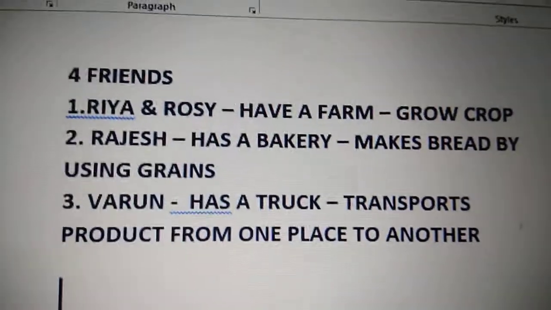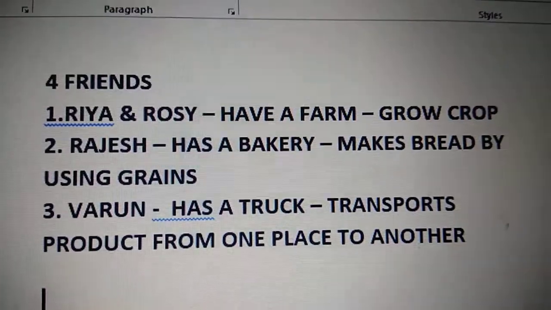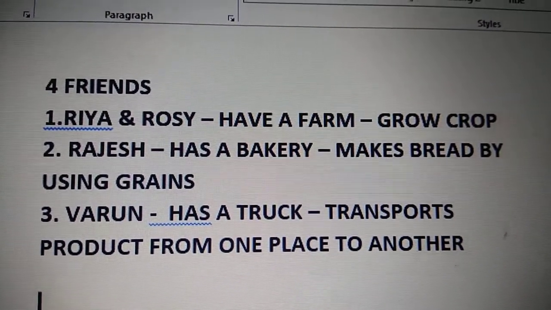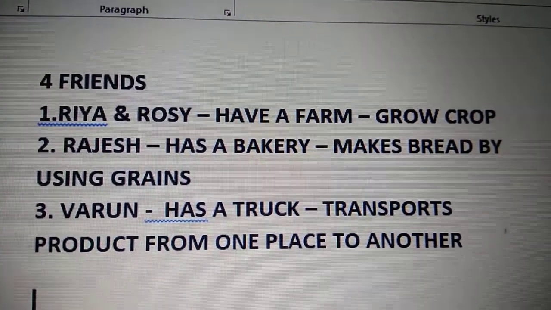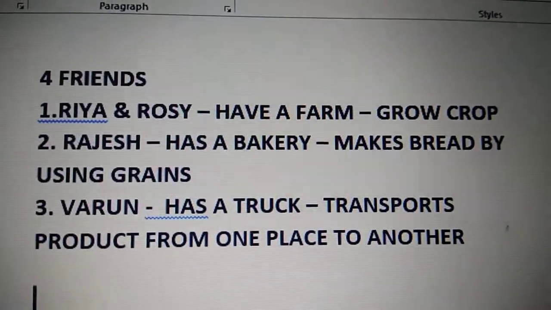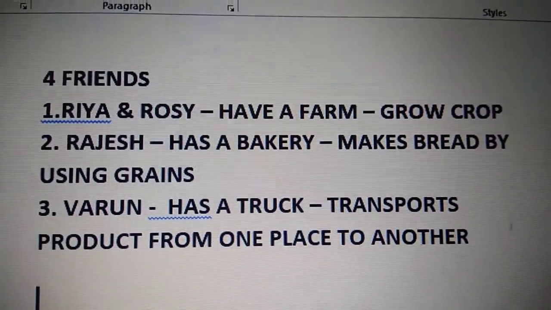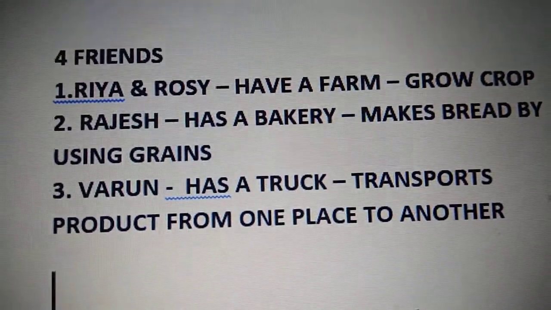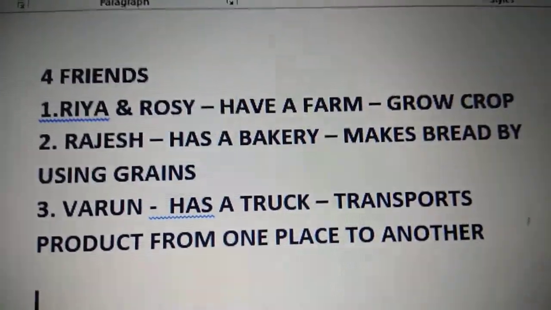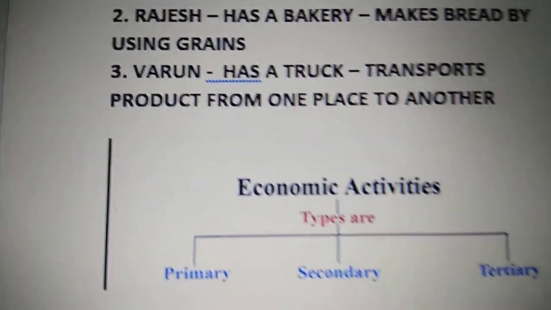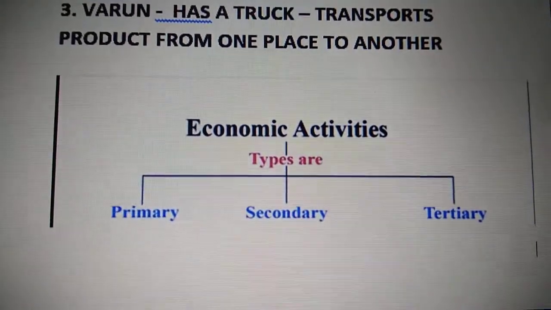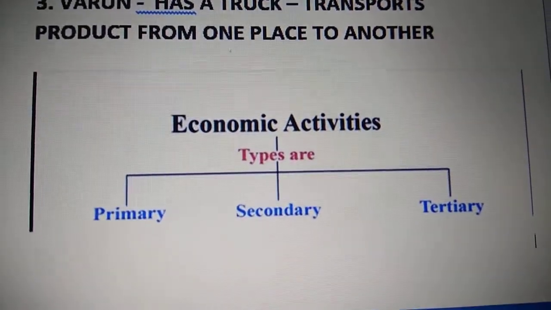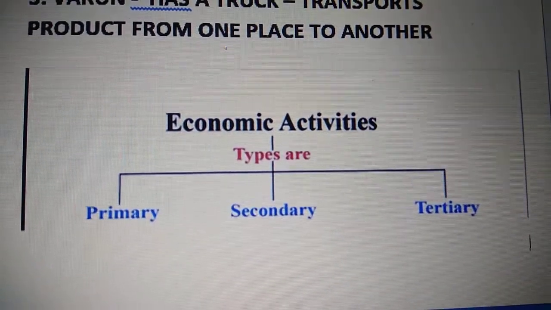And Varun has a truck, so he transports all the grains and even the bakery items from one place to another. So, what is their work? Ria and Rosie grow crops. Rajesh makes bread, has a bakery, and Varun does the transport system. According to this example, we can classify economic activities into three types: primary, secondary, and tertiary.